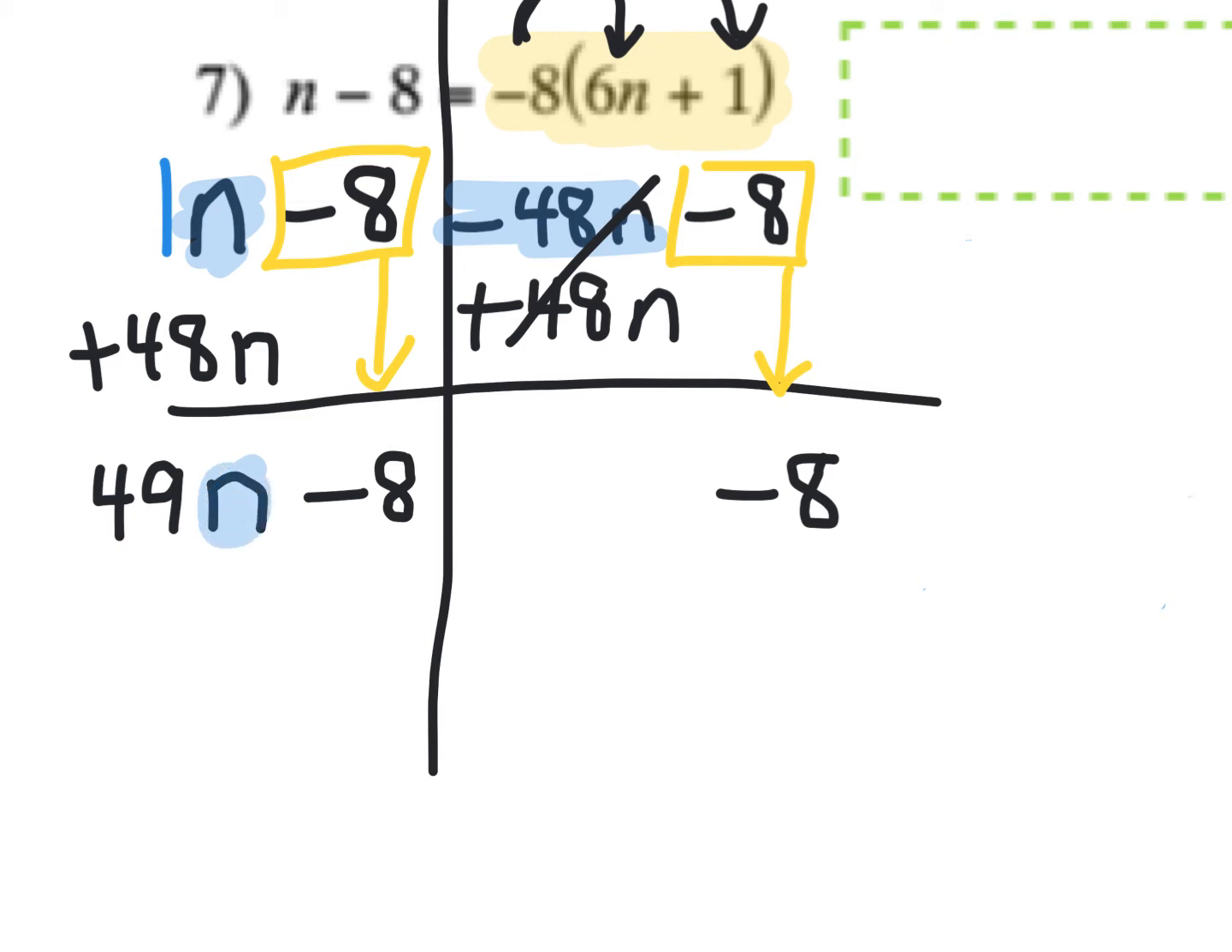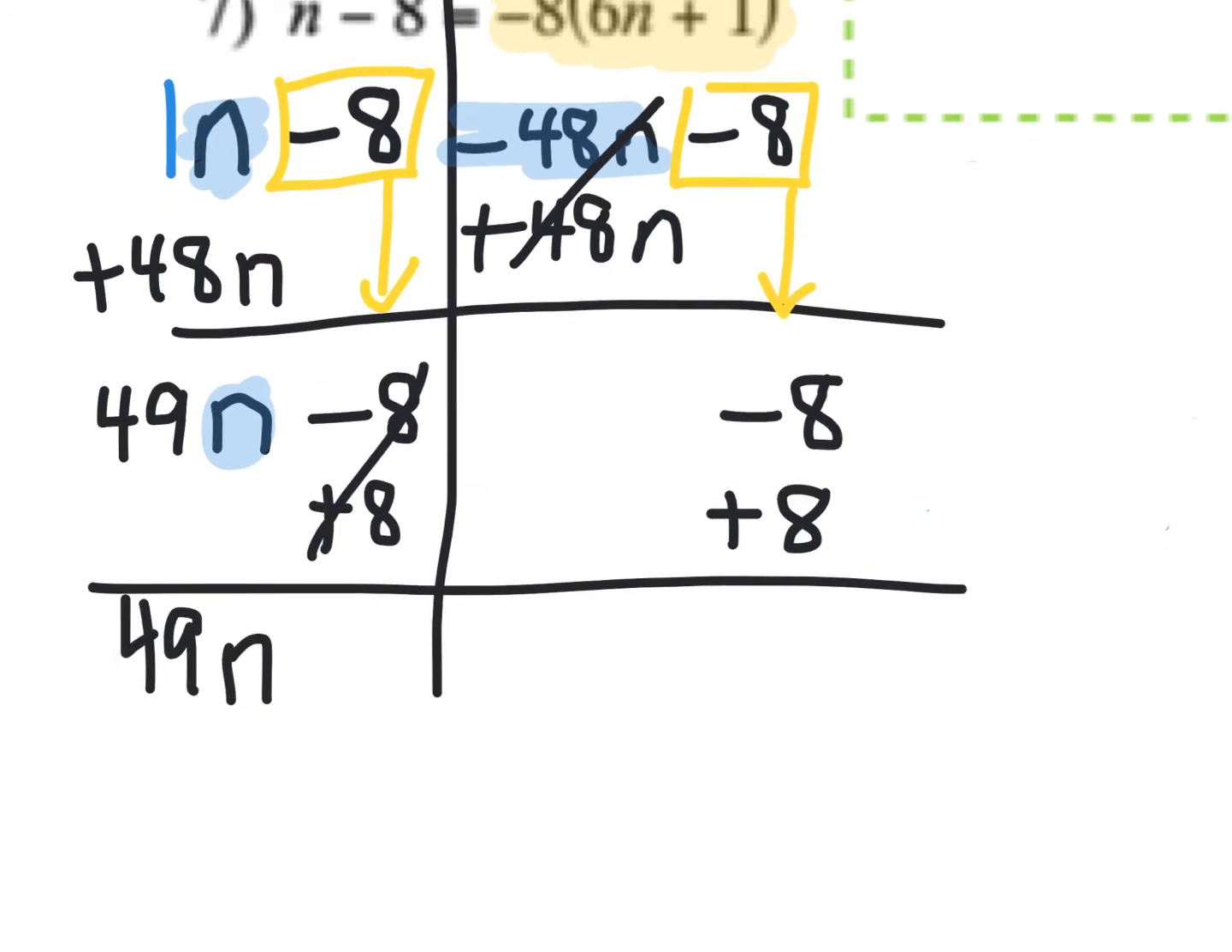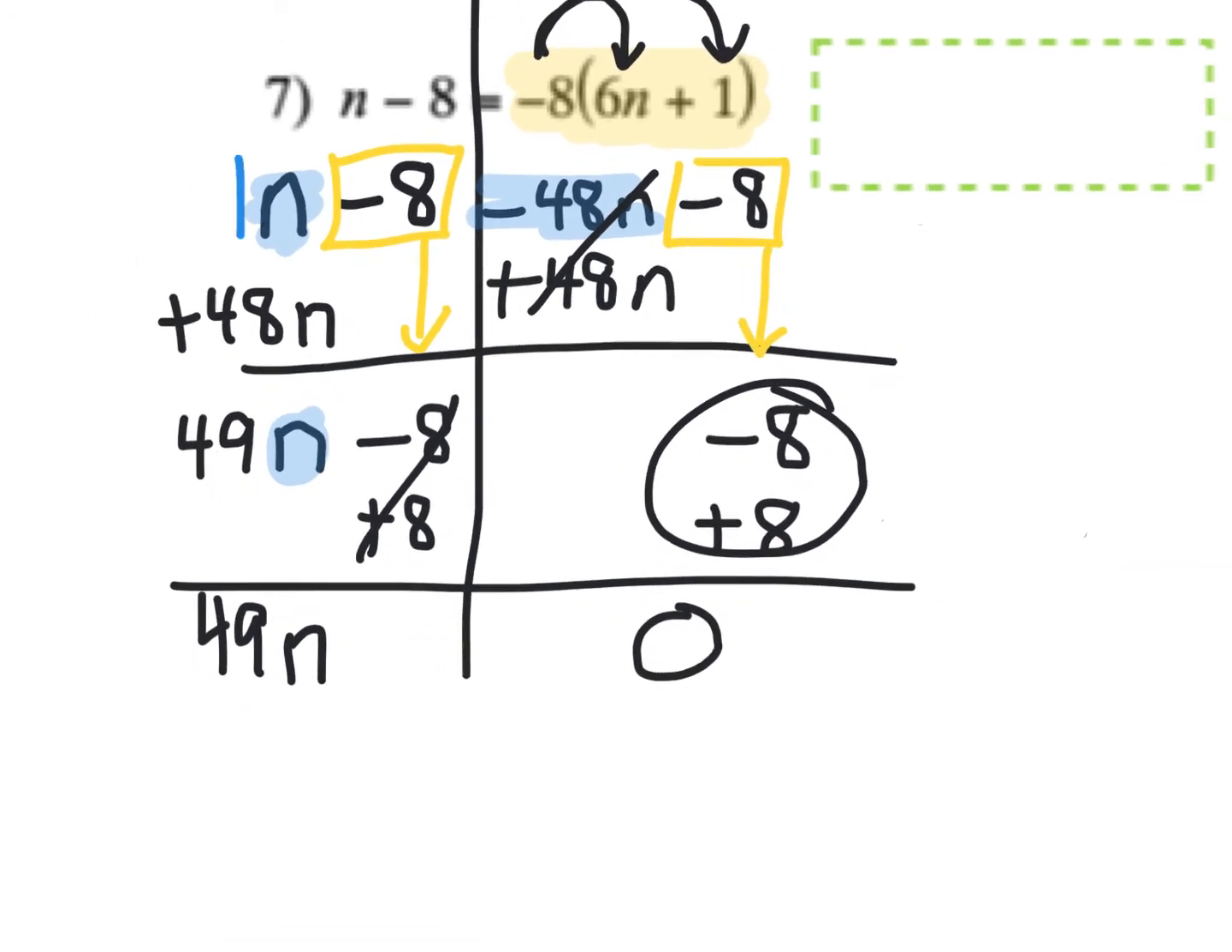Now we just have a two-step equation. So I'm going to cancel out the minus 8, and I'm going to do that with a plus 8. So that's going to cancel. That's going to leave me with 49n. What I do on one side, of course, I have to do on the other. Now, those two are going to cancel out also, but I have to have something on this side of the equal sign, so I'm going to put a 0.